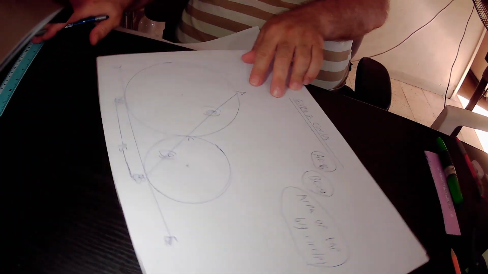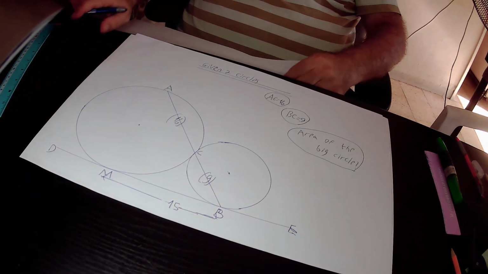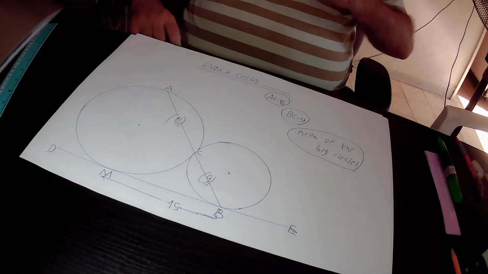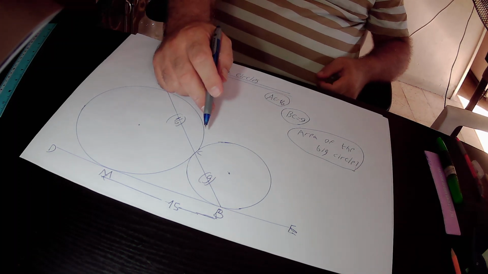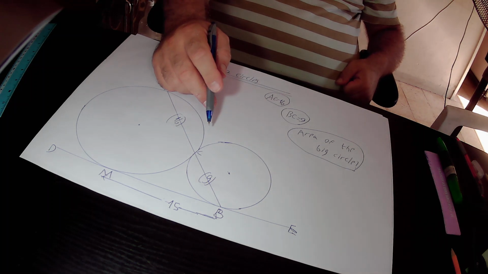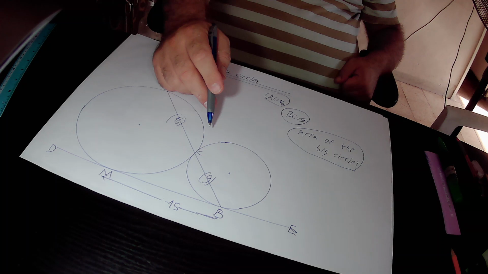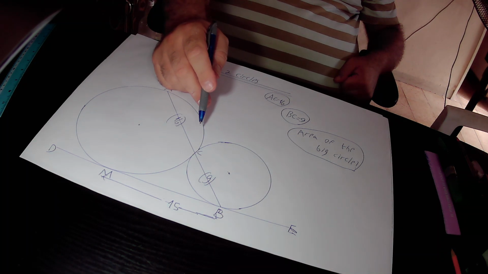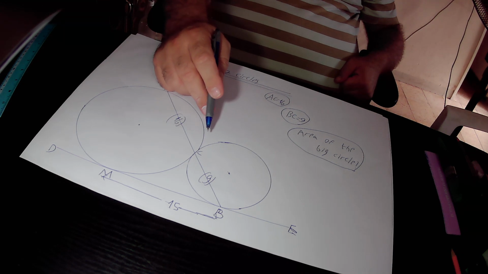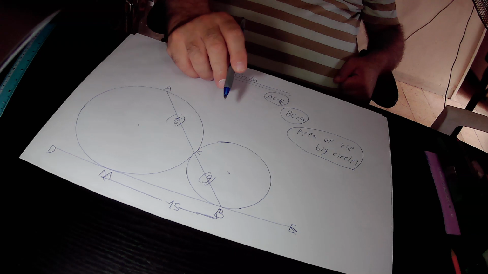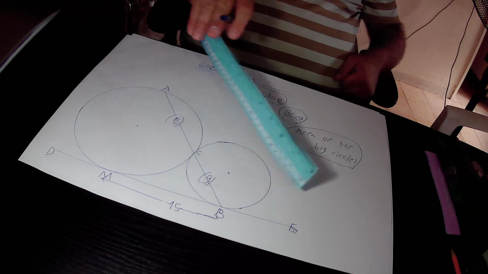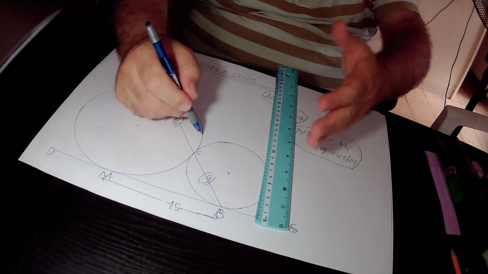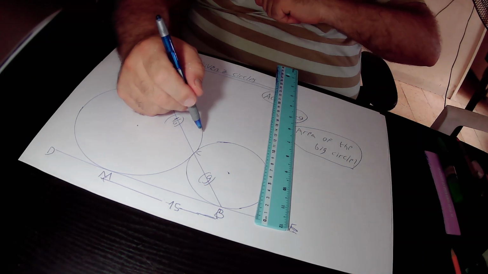In the next step, we will do a construction. That is to say, from point C, we will draw a common tangent. The tangent will be tangent to both circles, to the small circle, and it will be also tangent to the big circle at point C. Point C is also the touching point of the two circles.